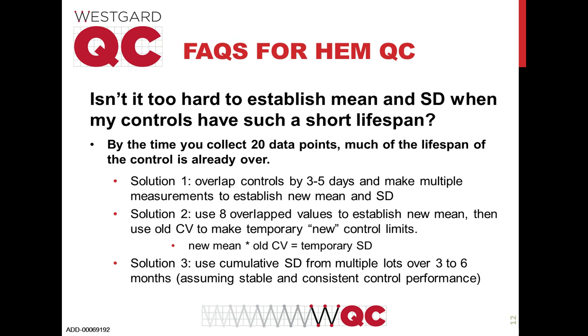The third solution, and this one takes into account much more data over a longer period of time, is to use multiple lots. So you have a cumulative mean, you have a cumulative SD, you put together 3 to 6 months' worth of performance data. Now that relies on an assumption that from control lot to control lot, there's a lot of stability and consistent performance. If you find the controls do not have that lot to lot, there are big jumps and big changes in SD, that's not going to be a good solution. But solution 3 is really the one that we would like laboratories to adopt for hematology QC.